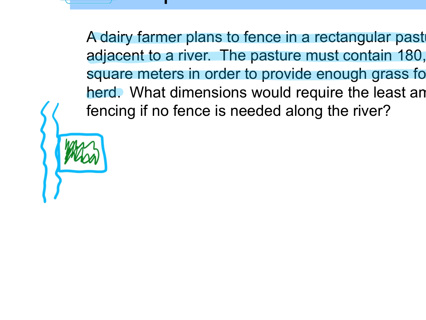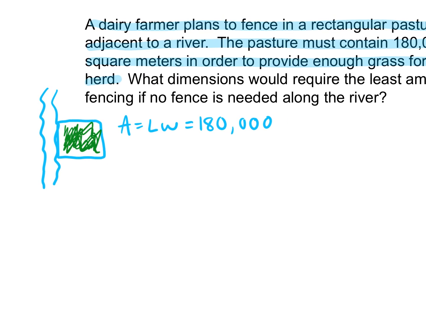What type of equation do you think I would have? Area, awesome. So our first equation is going to be the area of a rectangle, which we can call length times width. And what is our area? $180,000. It's a big number. All right, so there's our first equation. This is our constraint. This one does not change.